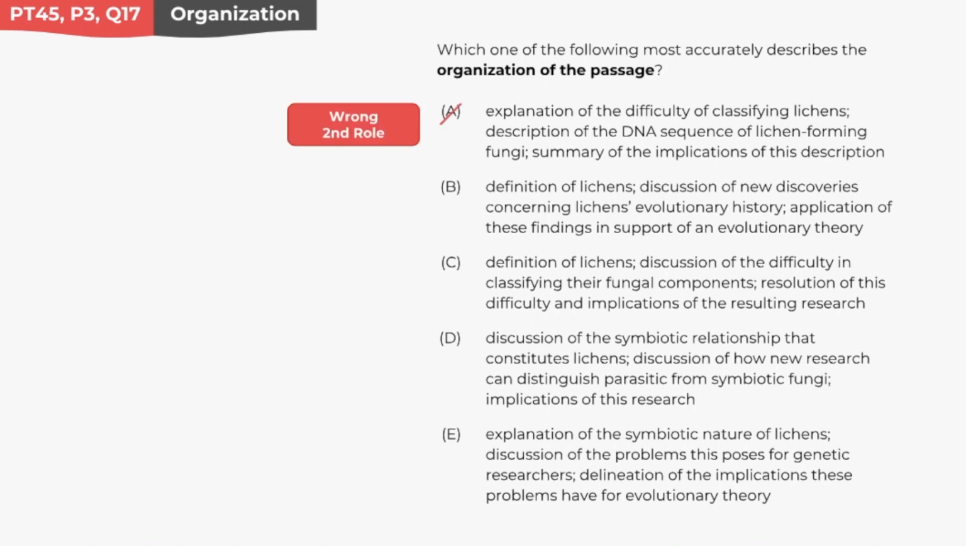Answer choice B says, definition of lichens. Okay, we do get a discussion of lichens. Discussion of new discoveries concerning lichens' evolutionary history. We got that in the second paragraph. Application of these findings in support of an evolutionary theory. Well, I don't necessarily know if we got an evolutionary theory. So that third role seems to be off a little bit. Let's get rid of answer choice B.